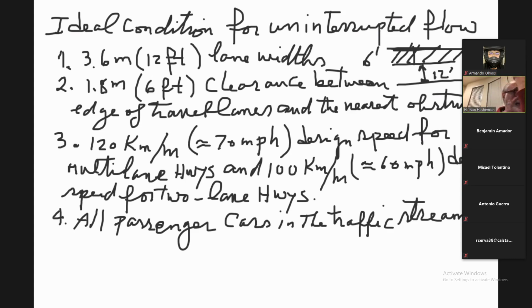Obviously, we don't have ideal condition in most places. We might have an 11-foot lane. We might have no shoulder. Your design speed might be lower. Or we always have some trucks and buses in the traffic. So if we have conditions different from this, then we need an adjustment factor to adjust our capacity. Any question on that?